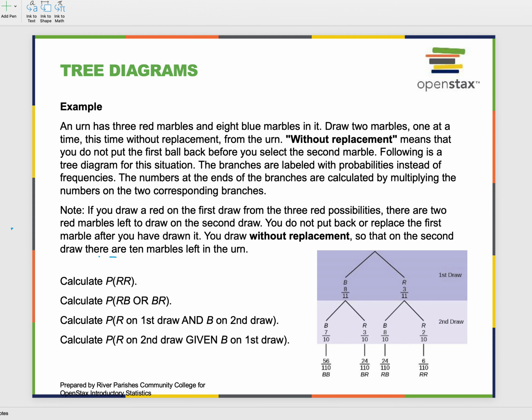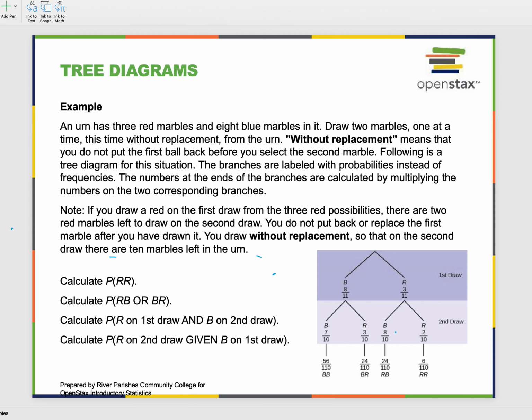Now to multiply them together, it becomes 7 times 8 over 10 times 11. It becomes 56 out of 110 to get blue. To get a red, given that I picked a blue the first time, there's still 3 red ones, but there's only 10 left. To get a blue, given I picked a red one the first time, there's still 8 blue ones, but there's only 10 left. So all the denominators at the second pick are 10, and the numerators go up or down depending on what the first pick was.